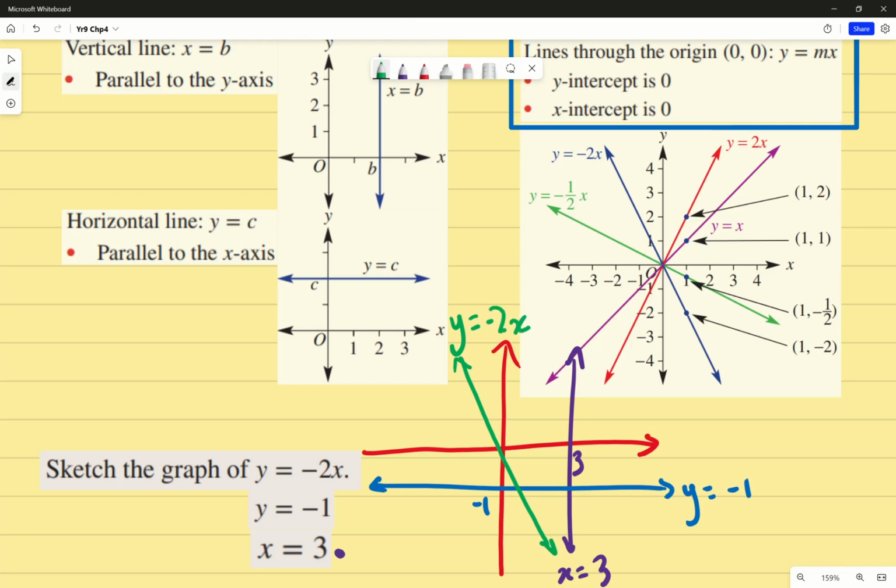We'll go through this specific number, what that means, later on in the next lesson. But for y equals negative 2x, we can just copy this. If it's very positive, we go to the top right. If it's negative, we go to the bottom right.